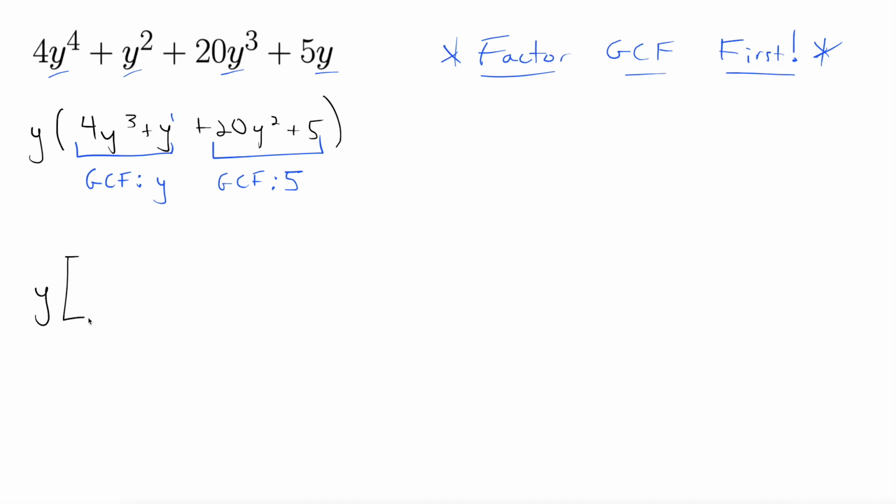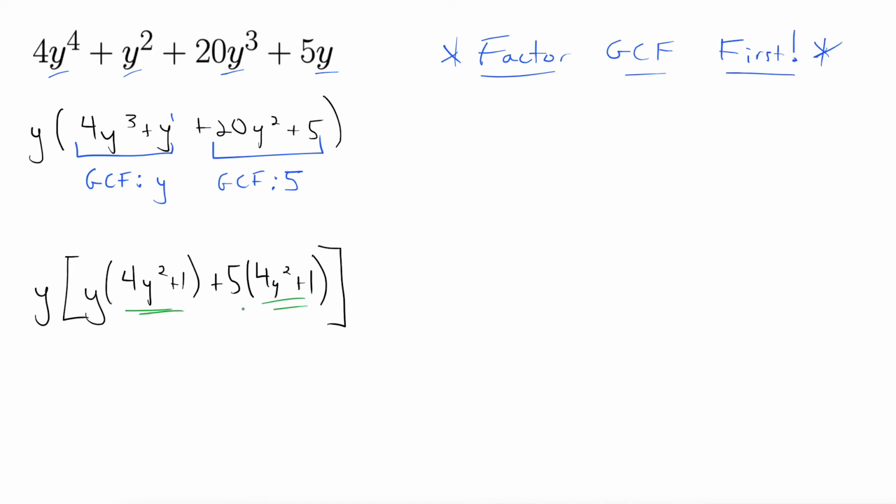I'm going to change this to square brackets just so we can do parentheses inside. Oftentimes when you do parentheses inside parentheses, you change the outer ones to square brackets. You don't have to though. Okay, so let's see. We factor out a GCF of y from the first group. That leaves us with 4y squared plus 1. And our GCF is 5 in the second group, again leaving us with 4y squared plus 1. Which is good news. These should match. If they don't match, back to the drawing board, something's gone wrong.